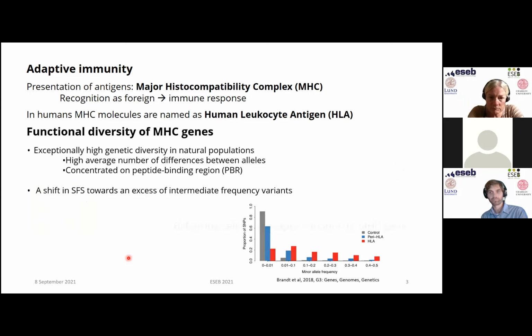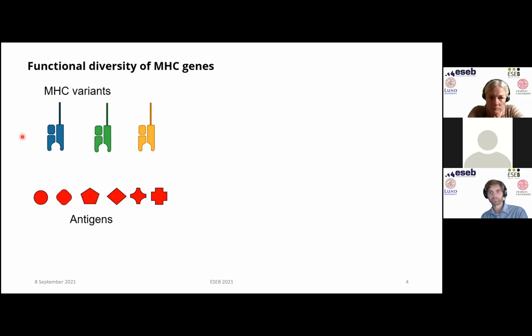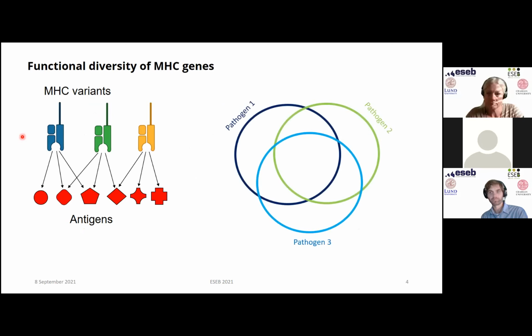So all these and several other observations led to the hypothesis of balancing selection on MHC in adaptive immunity, the pathogen-mediated balancing selection hypothesis. The main assumption of this hypothesis is that different MHC variants bind different antigens. We know that this is true from many different experimental works, but we need some more insight about how these antigens are actually distributed or shared between different pathogens.